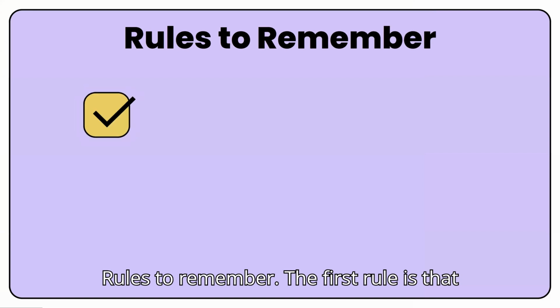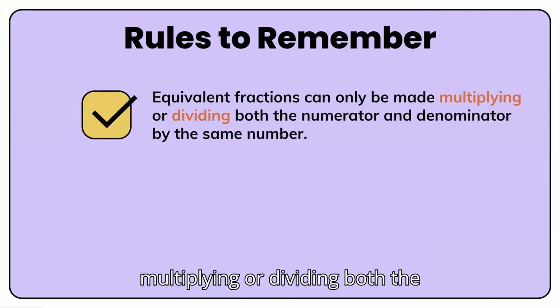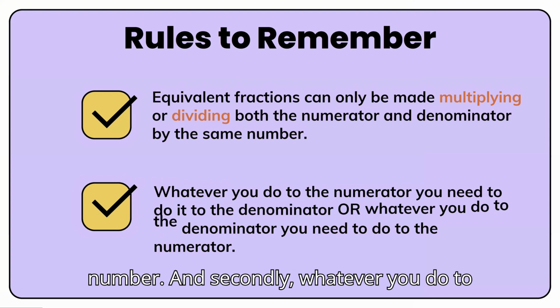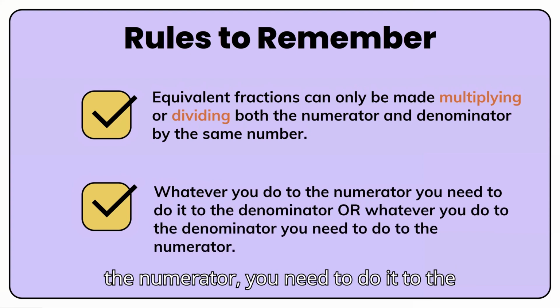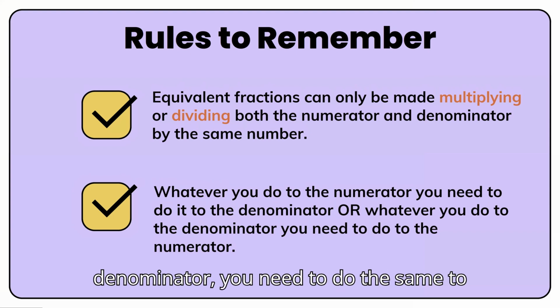Rules to remember. The first rule is that equivalent fractions can only be made by multiplying or dividing both the numerator and denominator by the same number. And secondly, whatever you do to the numerator, you need to do to the denominator, or whatever you do to the denominator, you need to do the same to the numerator.